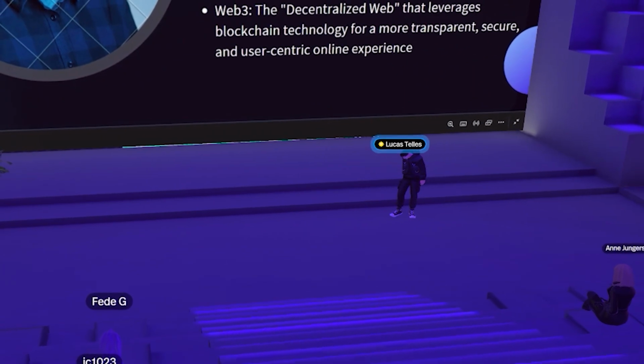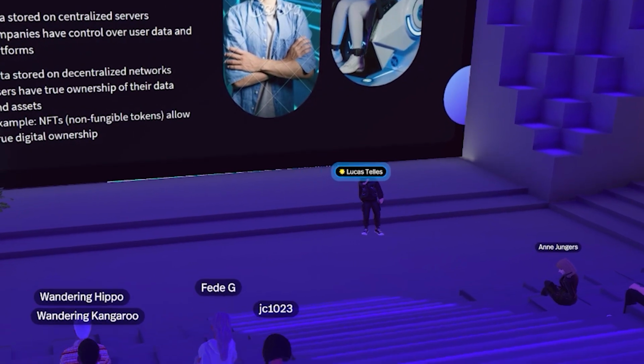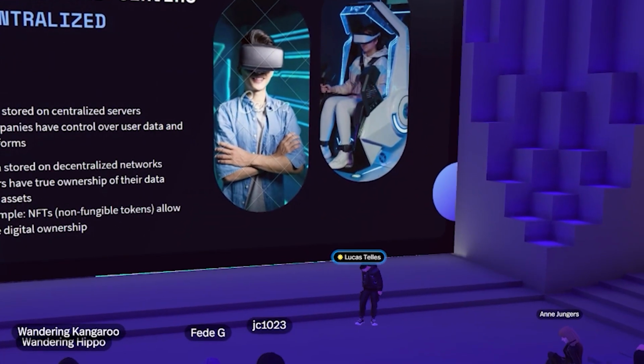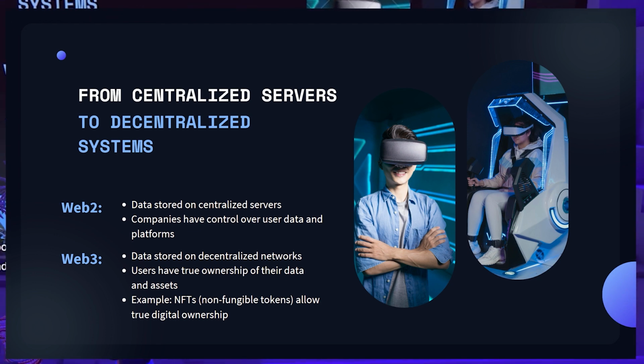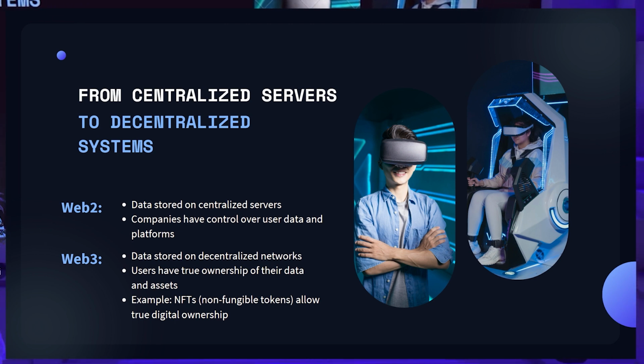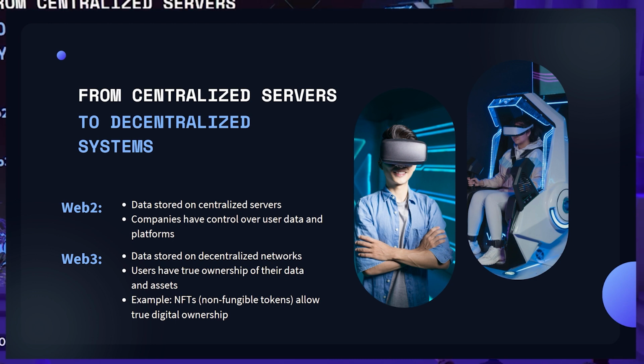So moving on to the next slide, a shift in how data is managed and controlled on the internet, represented by the transition from Web2 to Web3. So let's talk a little bit about that. In the Web2 era, data is predominantly stored on centralized servers. What this means is that companies have substantial control over user data and the platforms where this data resides. When you post a picture, for example, on a social media platform, or you store your files in the cloud, you are entrusting your data to these centralized entities.